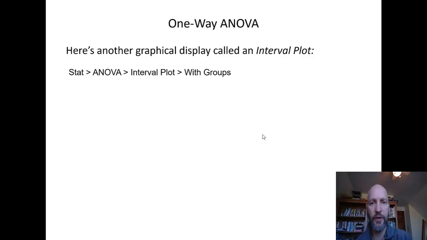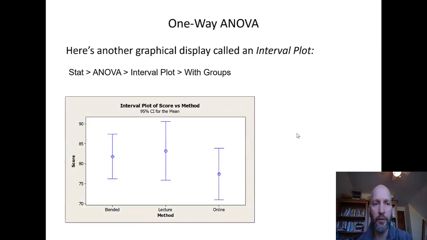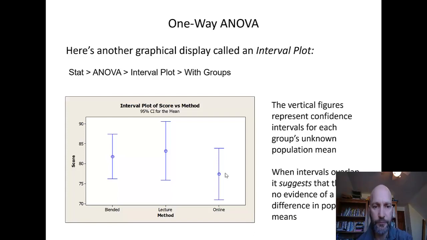Another graph that we can look at is something called an interval plot, and it's just exactly what it sounds like. You go Stat, ANOVA, Interval Plot with groups, and again, you're going to have to put in a graph variable and then a categorical variable, and this is what you get back. You see for each of the methods, we get basically a 95% confidence interval, or some level of confidence interval. So for blended, we'd say it's somewhere between like 77 and 88. And what we're really interested in is whether there's overlap between these different intervals. If there is overlap, for example, if we could put a line here at 80, then 80 is in all of those intervals, so I couldn't really dispute the claim that all of these have the same mean.